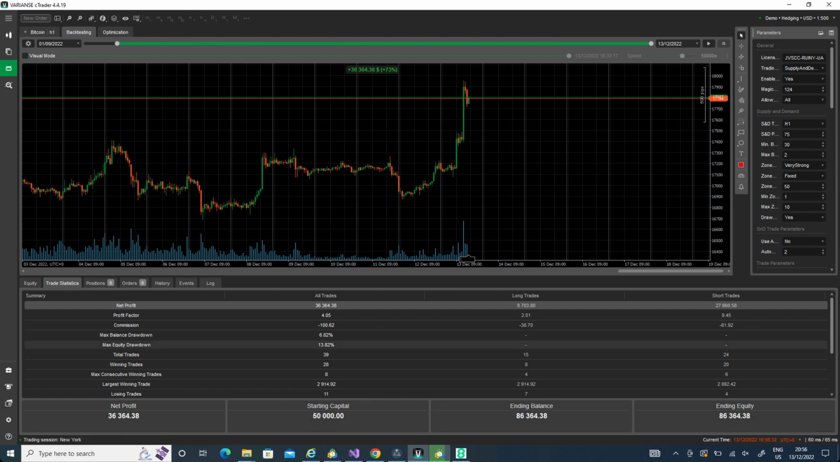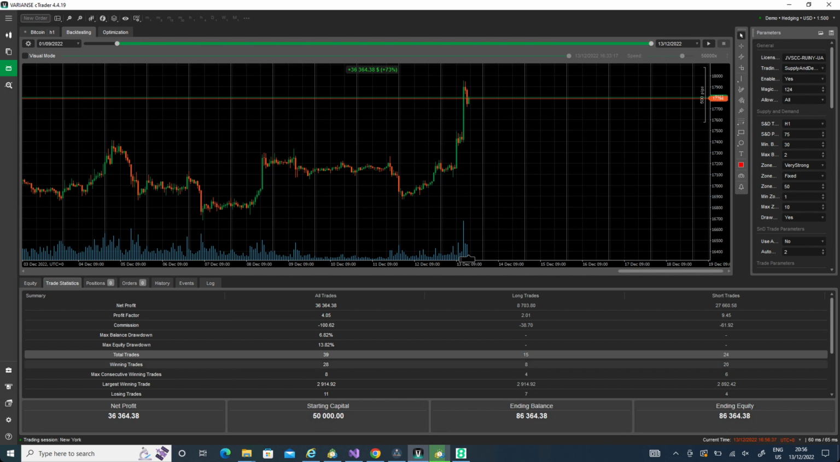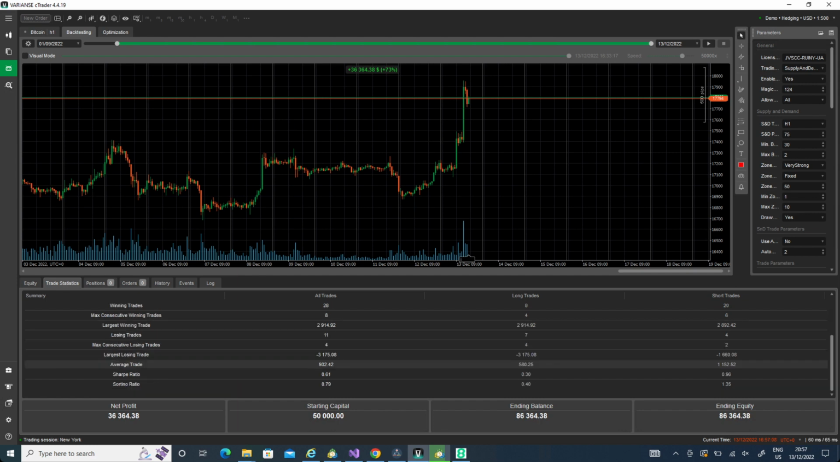And we have made 39 trades with 28 winning trades. Those trades were pretty successful. So we had an overall drawdown on our equity of 13%, which is for a bot not bad. And on our balance, we had a maximum drawdown of 6.8%, which is also not bad for a bot. Let's have a look at the strategy.